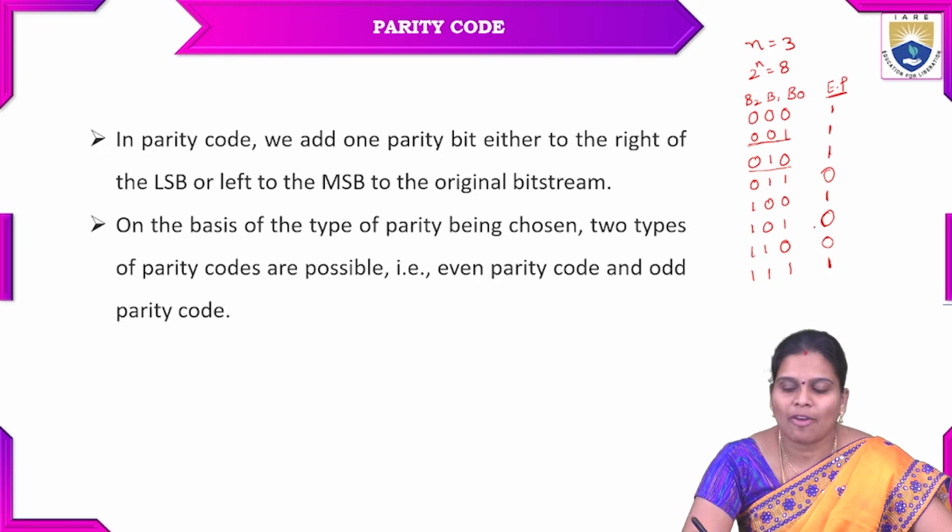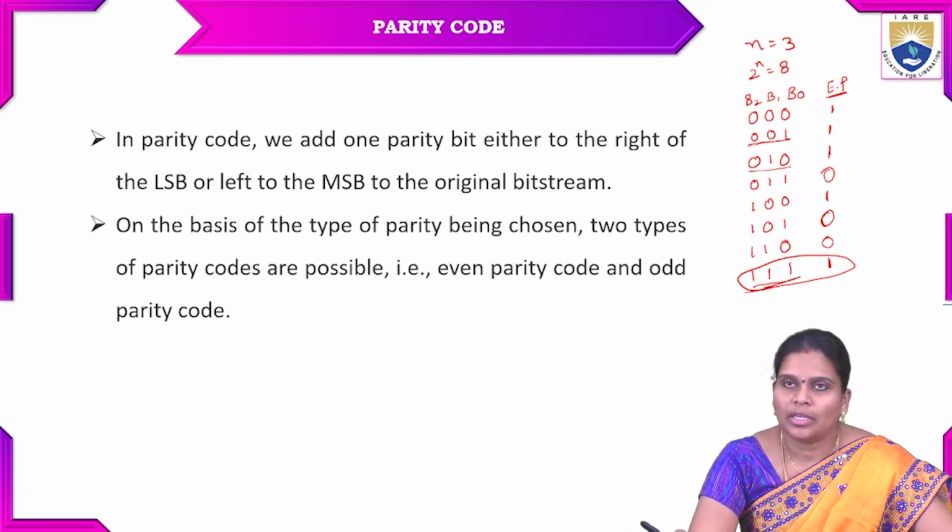So for example, I want to transmit the data 1 1 1. For transmitting the data, the transmitter gives some information. So we are sending the data, and the even parity bit is 1.